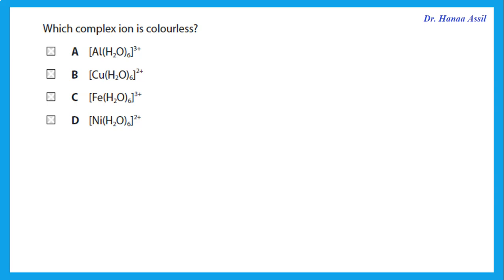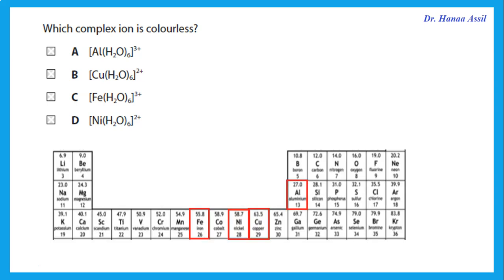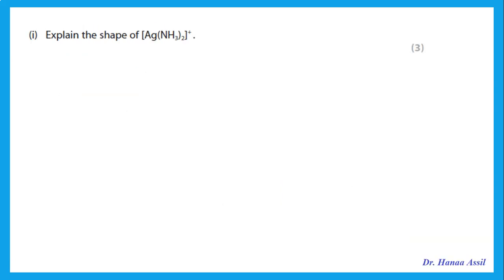Which complex ion is colorless? You should realize that transition metals, we said before, form colored compounds. So if we have a choice between aluminium and iron and nickel and copper, of course the one that is not a transition metal, the aluminium for example, will not form a complex ion that is colored. So basically anything that is not a transition metal will form colorless compounds.